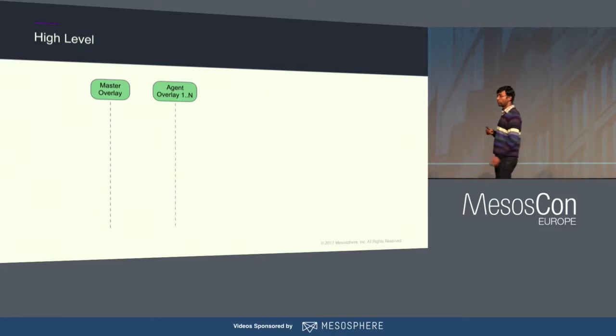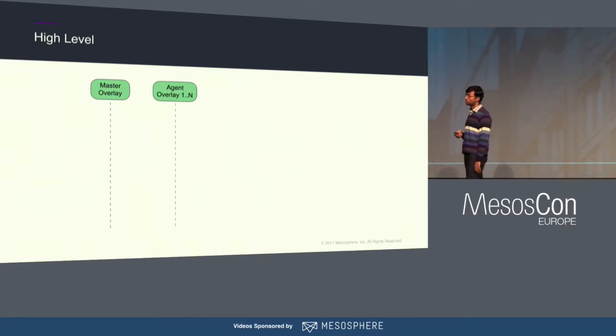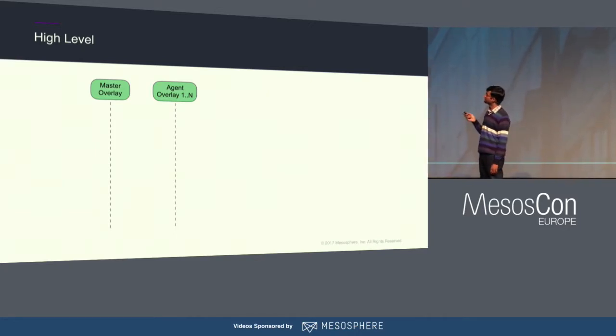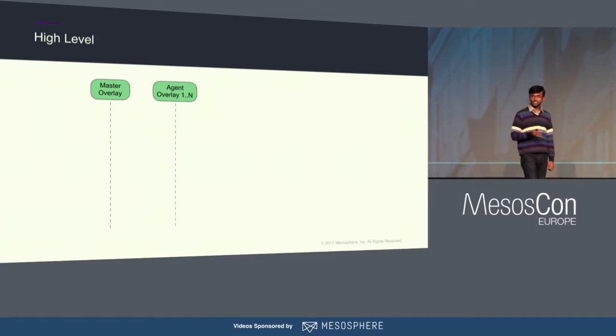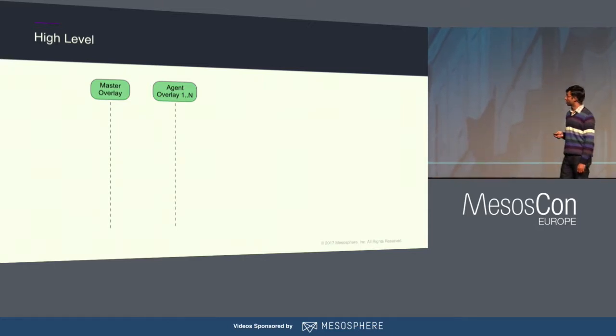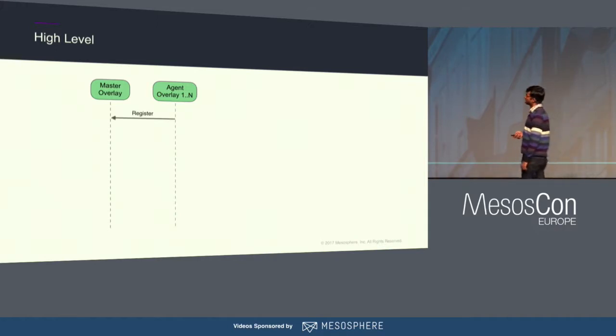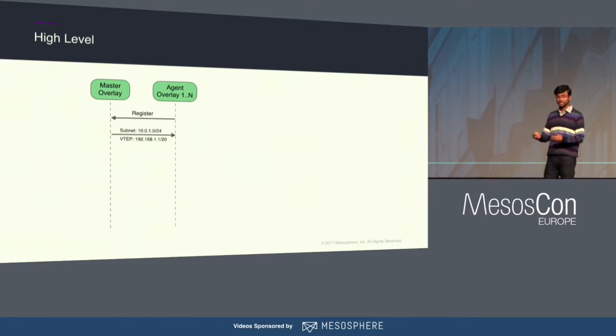To give you a high-level view of how this overlay is set up in DC/OS, let's say that there is an agent module that is running on each agent as well as on the master. When this overlay module comes up for the first time, it registers to the master. At the time of registration, the master will take the whole subnet and slice it into equal chunks and give one chunk to the agent. That's how the agent gets its IP addresses. So the partition of the subnet for the overlay is very static, right?